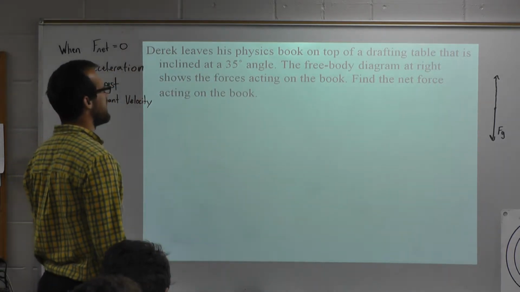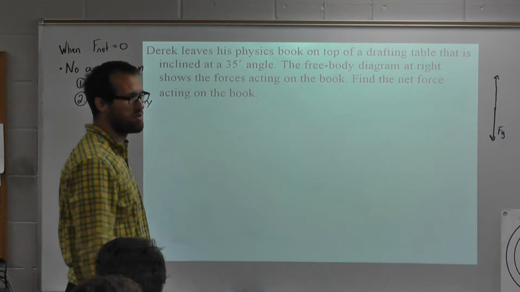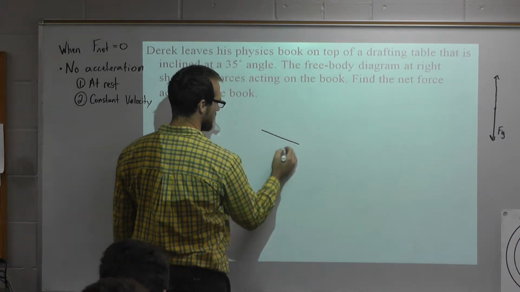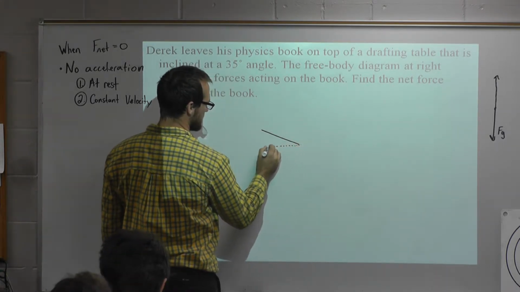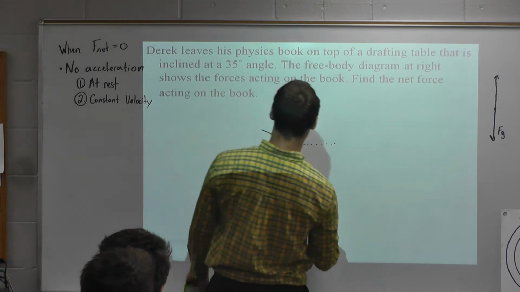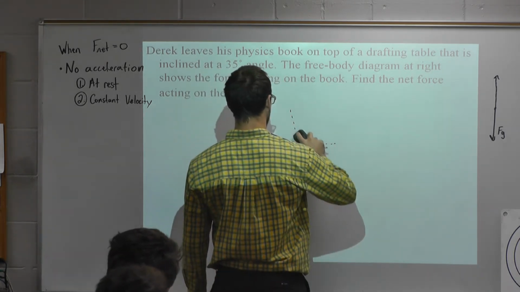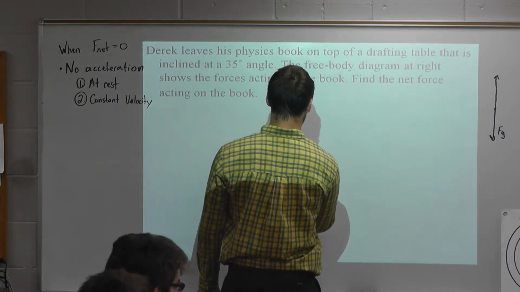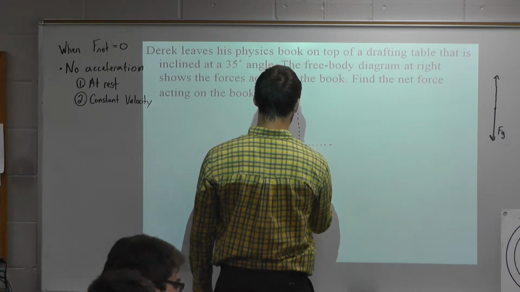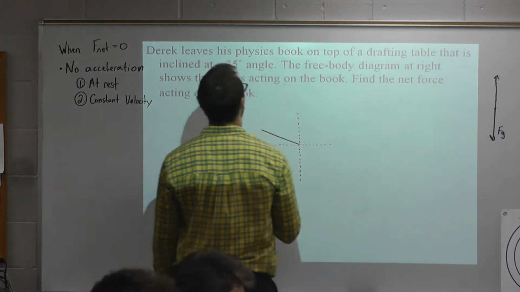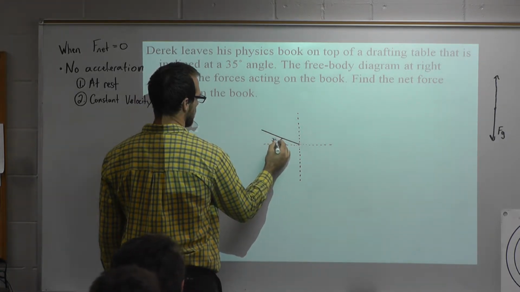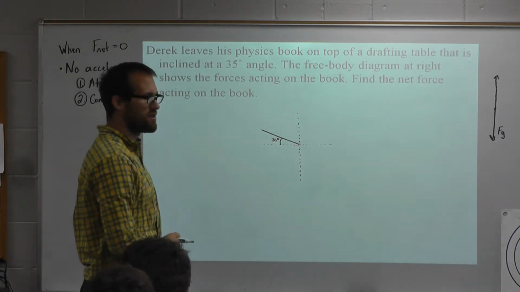Derek leaves a physics book on top of a drafting table that is inclined at 35 degrees. So here's our table. Let's say that this is the x-axis. This is the y-axis. If it says it's inclined at 35 degrees, why is it going down? Okay, there's your 35-degree table.